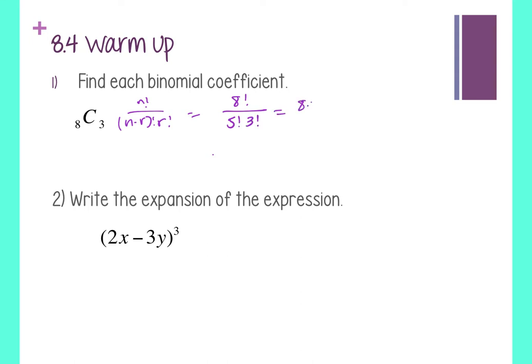I'm going to break down the 8 until I hit the 5 factorial, line those up, and then break down the 3. Then I can cancel through the 5 factorials. 2 goes into 6 3 times, and then the 3's cancel, and you get just 56. So again, there's going to be 2 uses for that formula. Again, we're at 7 formulas total from 8.1 to 8.4. So you want to definitely keep track of that stuff before it gets to be too much.